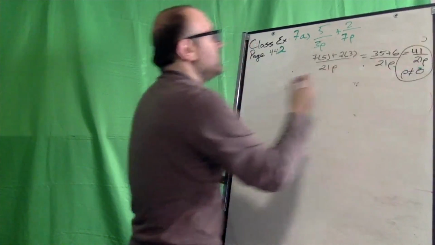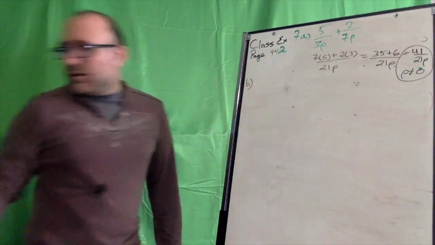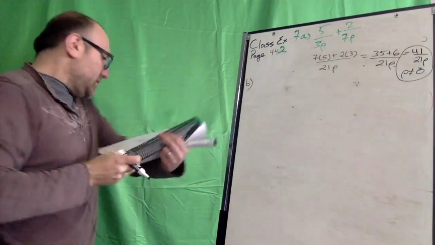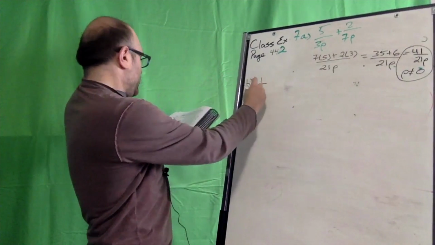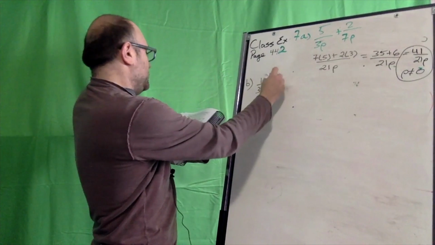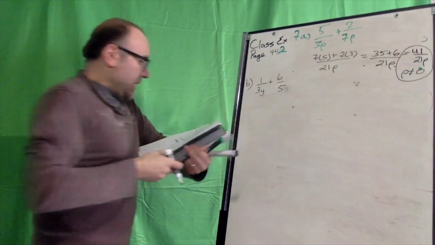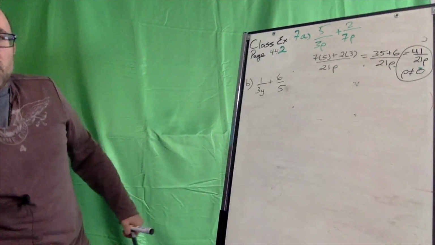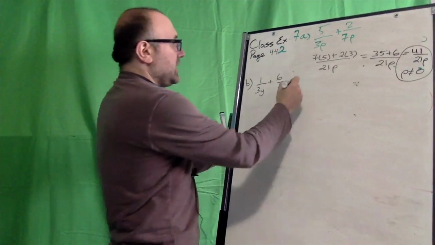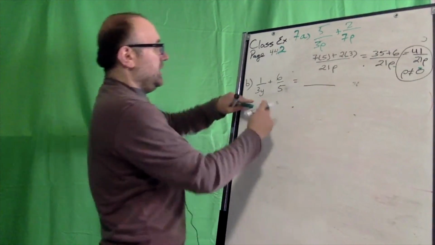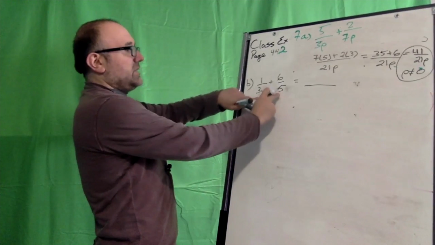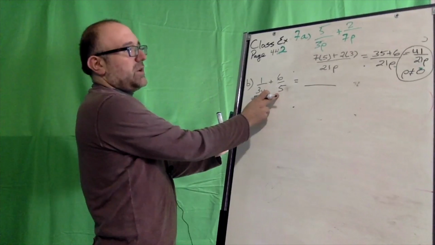There is our final solution for that one. 7b. 7b says the following: 1 over 3y plus 6 over 5. Okay, so in this case, what's going to happen is that the common denominator is basically, if you multiply this and this together, is going to become the common denominator.